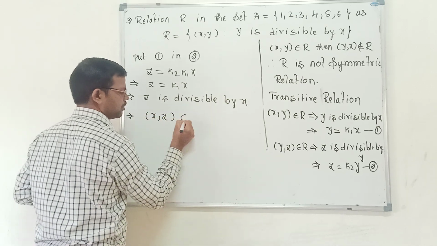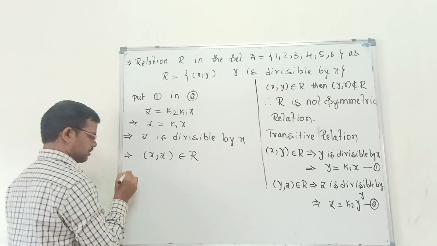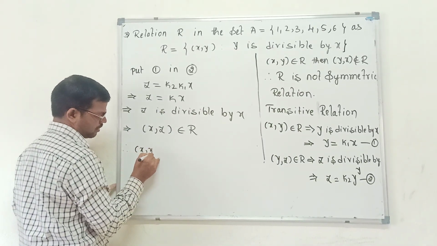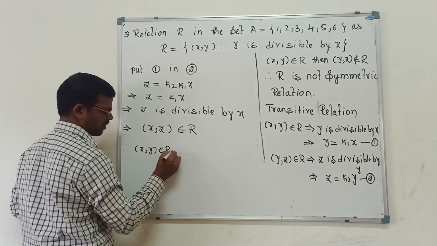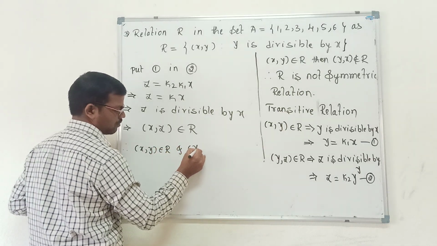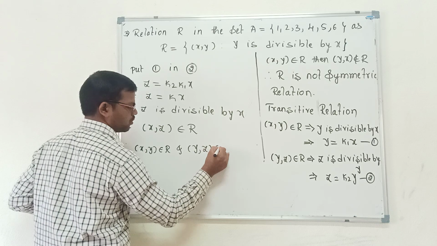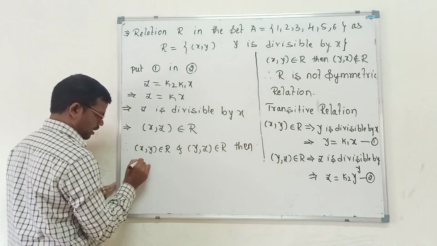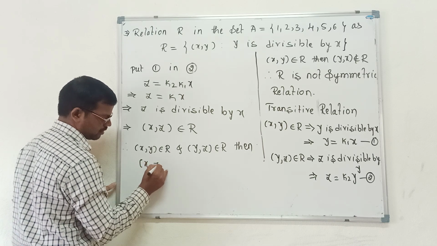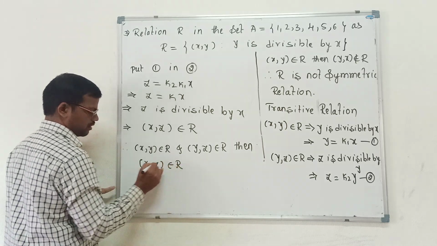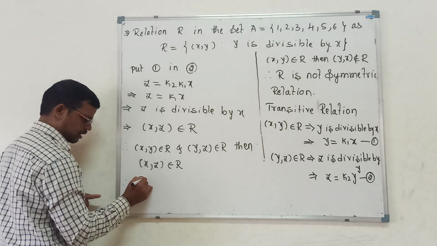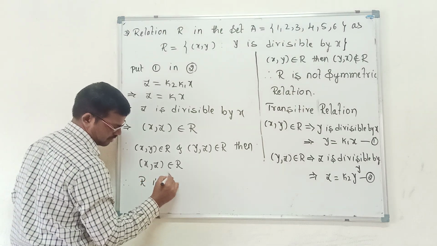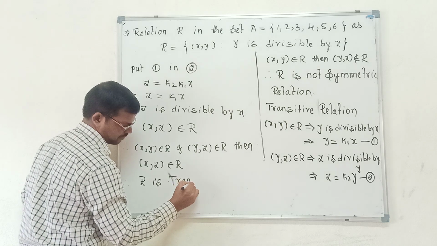If we got that z is divisible by x, it implies that (x, z) belongs to R. Therefore, (x, y) belongs to R and (y, z) belongs to R, then (x, z) belongs to R. Therefore R is a transitive relation.